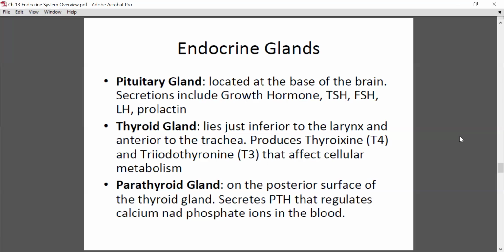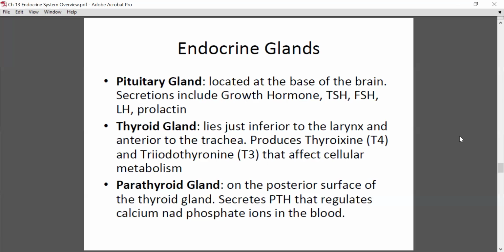TSH, thyroid stimulating hormone. This is the hormone that stimulates the thyroid to produce its product. TSH is not produced by the thyroid, it's produced by the pituitary to stimulate the thyroid to produce its hormone. FSH, follicle stimulating hormone. When released in a person born female, it will stimulate the follicles to mature and release an egg.